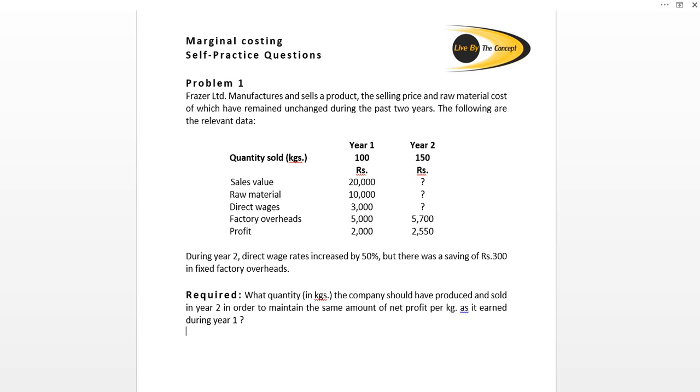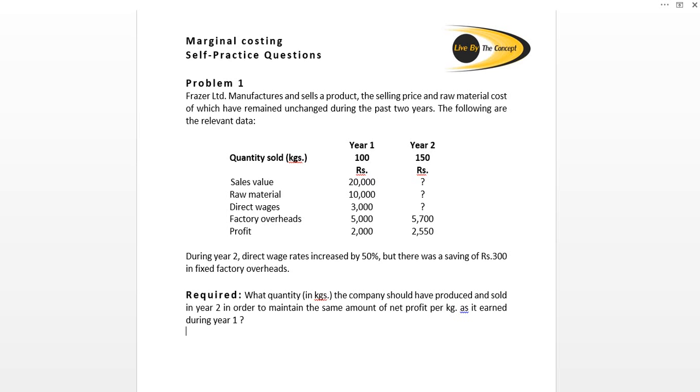During year 2, direct wage rate increased by 50%, but there was a saving of rupees 300 in fixed factory overheads. Required: What quantity in kgs the company should have produced and sold in year 2 in order to maintain the same amount of net profit per kg as it earned during year 1.